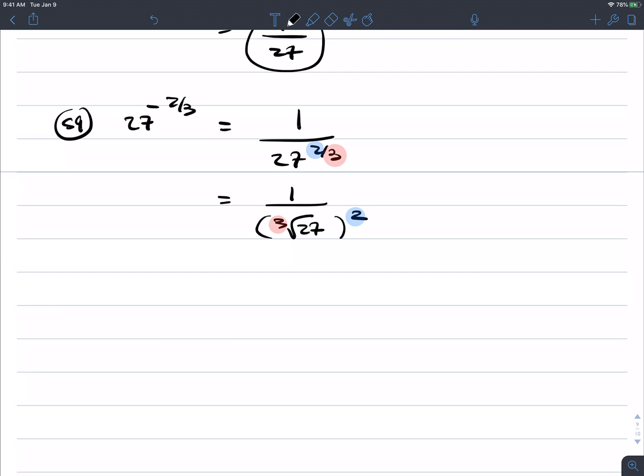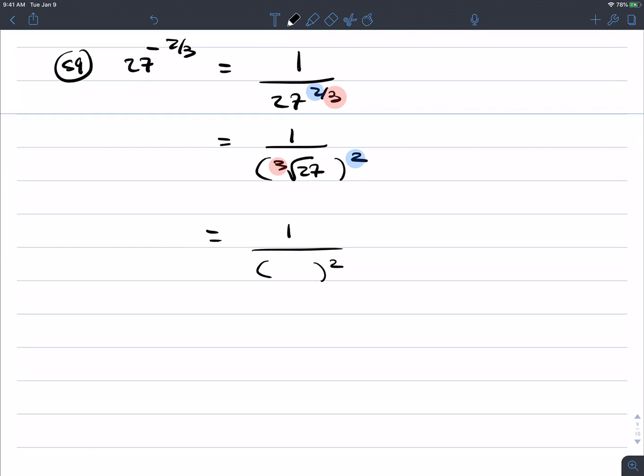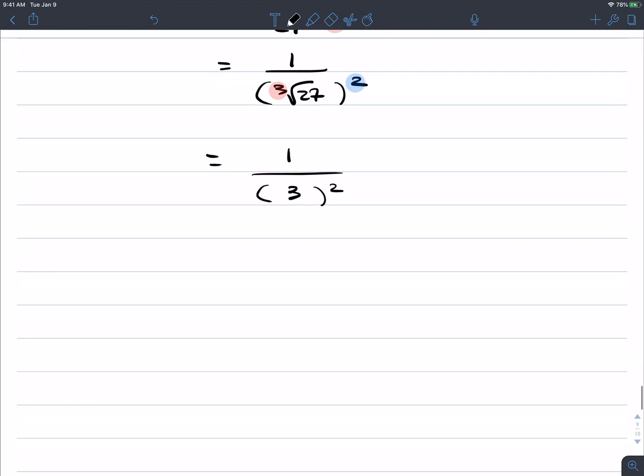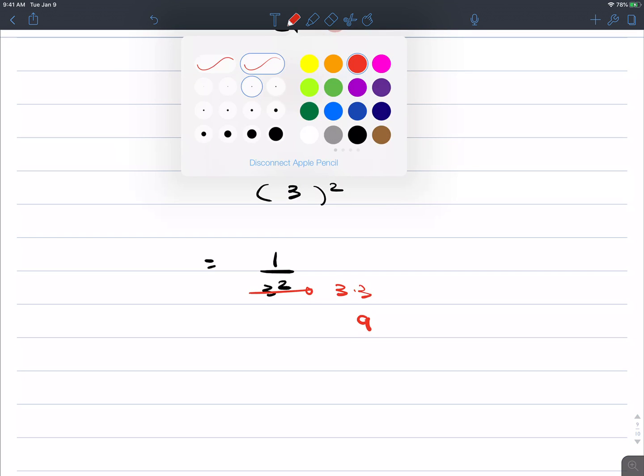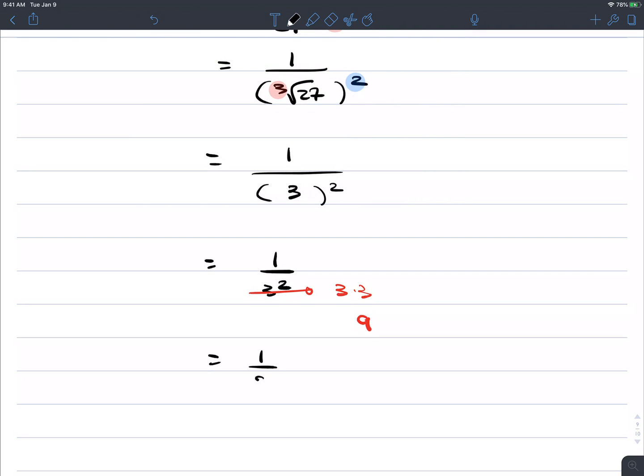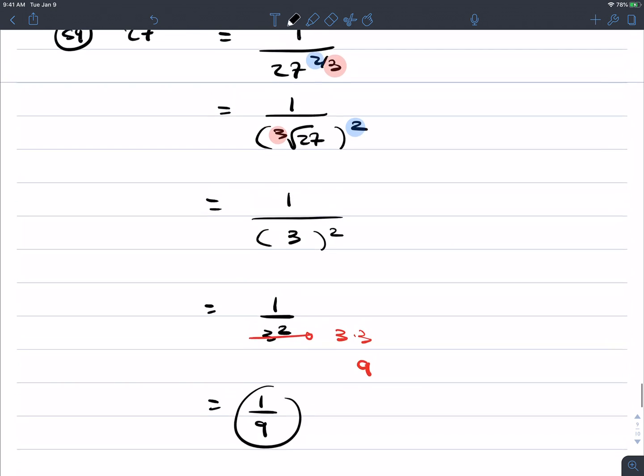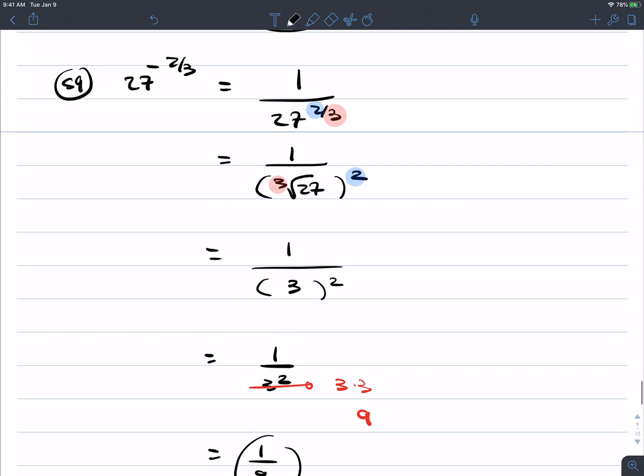So now we have 1 over something squared. What's the cube root of 27? 3, good. So 1 over 3 squared. We just need to know what 3 squared is. 3 times 3, which is 9. So what's your final answer? 1 over 9. So this is number 59. Okay.